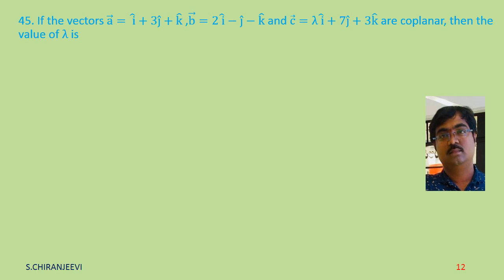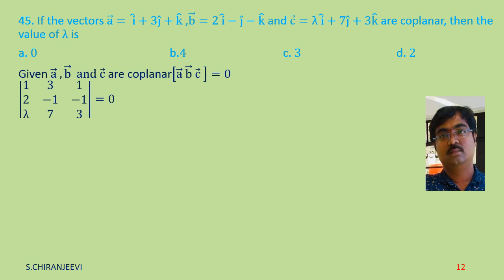Next, if the vectors, vector A is i plus 3j plus k, B is 2i minus j minus k and C is lambda i plus 7j plus 3k are coplanar, then the value of lambda is, options 0, 4, 3, 2. So given A, B, C are coplanar, coplanar is box product is 0. So determinant of vector A is 1, 3, 1. Vector B is 2, minus 1, minus 1. Vector C is lambda, 7, 3 equal to 0.